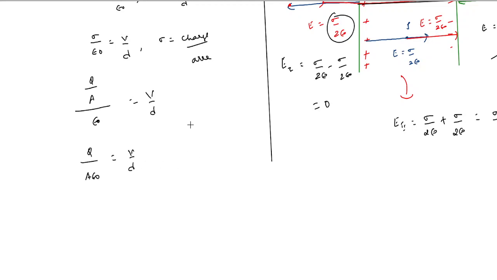Now recall that Q is equal to C into V, or C is equal to Q by V. Bring this V down, then Q by V is equal to A epsilon naught by D, but this itself is equal to C. This is what C is.